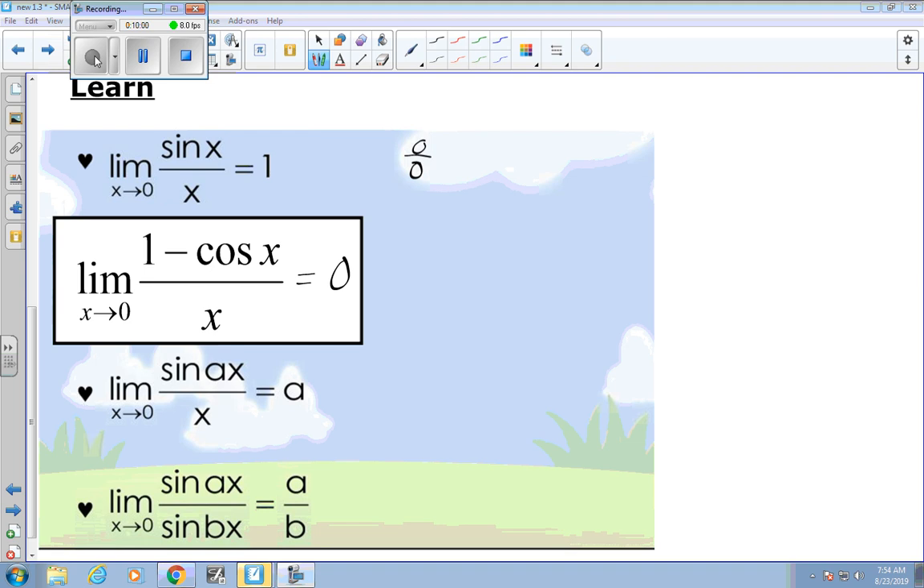But if x approaches 2, then your answer is just sine of 2 over 2, which is some number. I don't know what it is, but it's some number. So we only have to manipulate it when it's 0 over 0. And the second one's really just an extension of the first one, because if you conjugate the top, using those trig identities from last year, it should work out to get you that limit of 0.